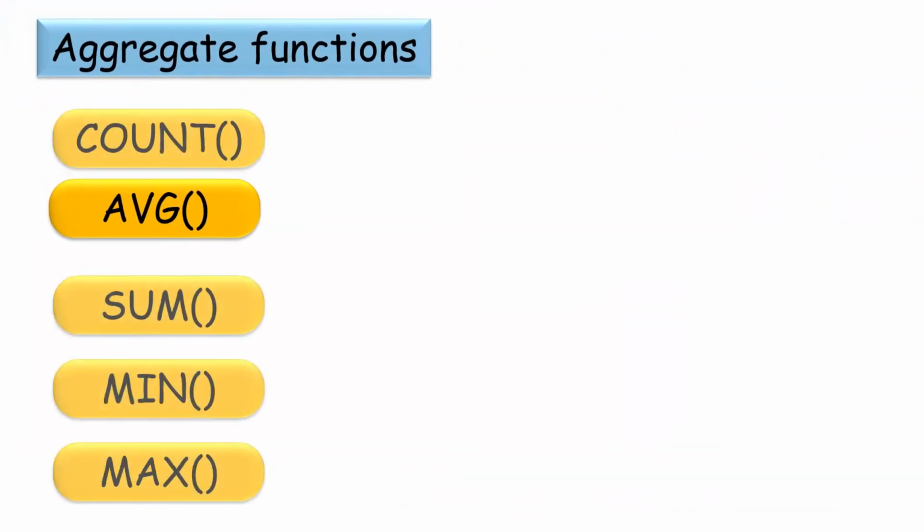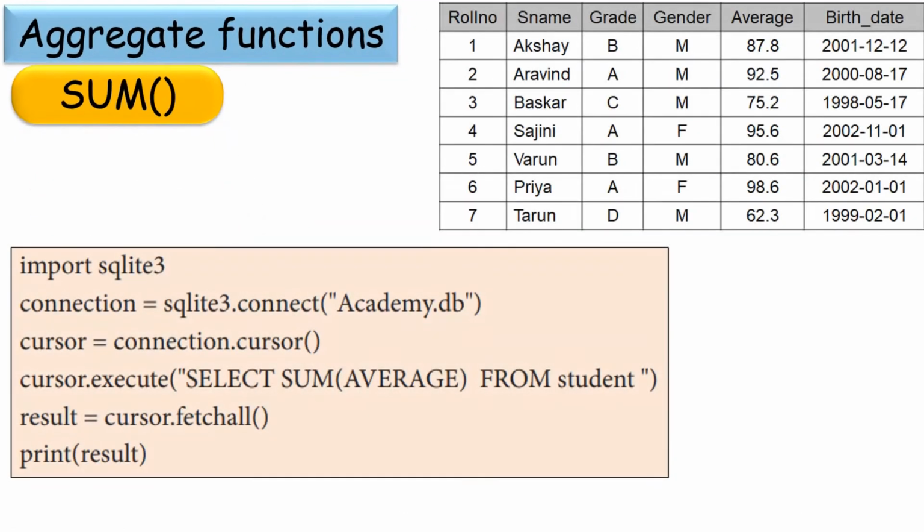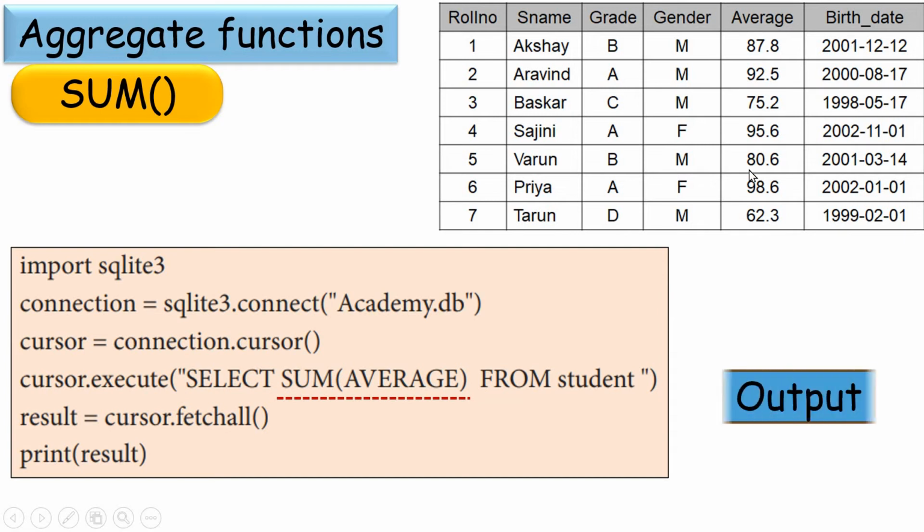Next is the sum function. Select sum of average from student. Here the sum function will total up the values in the average column. So the sum of all the values in the average column is as follows.